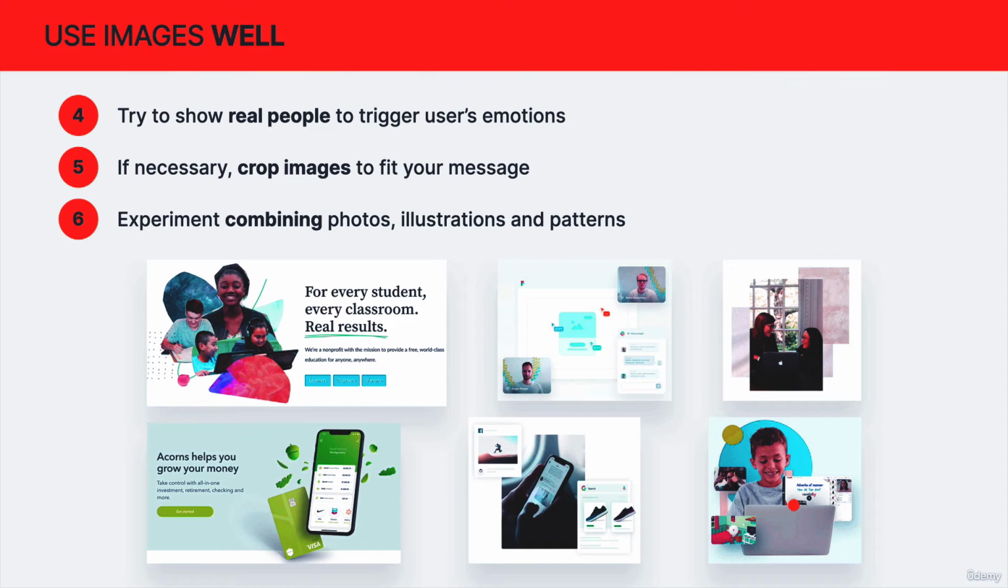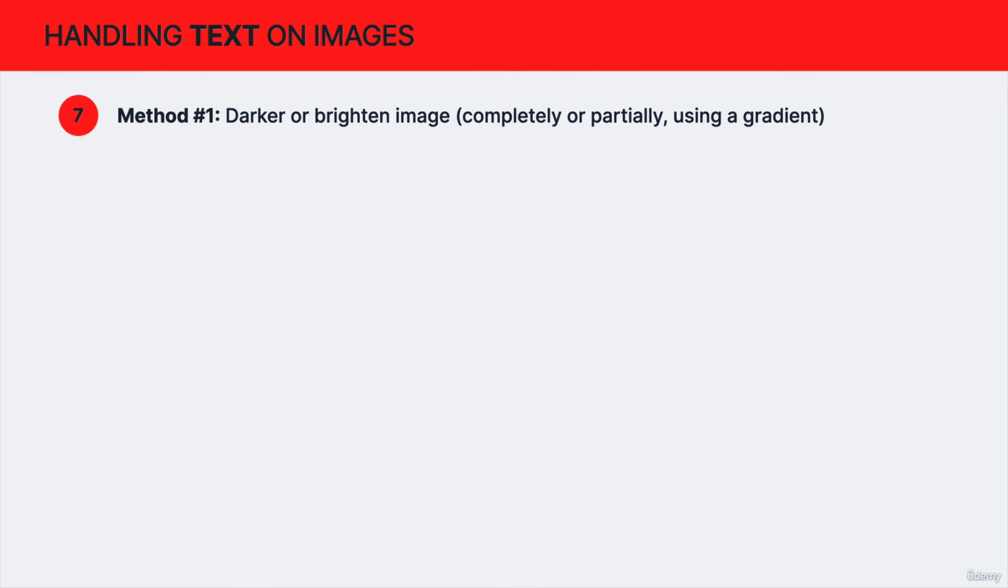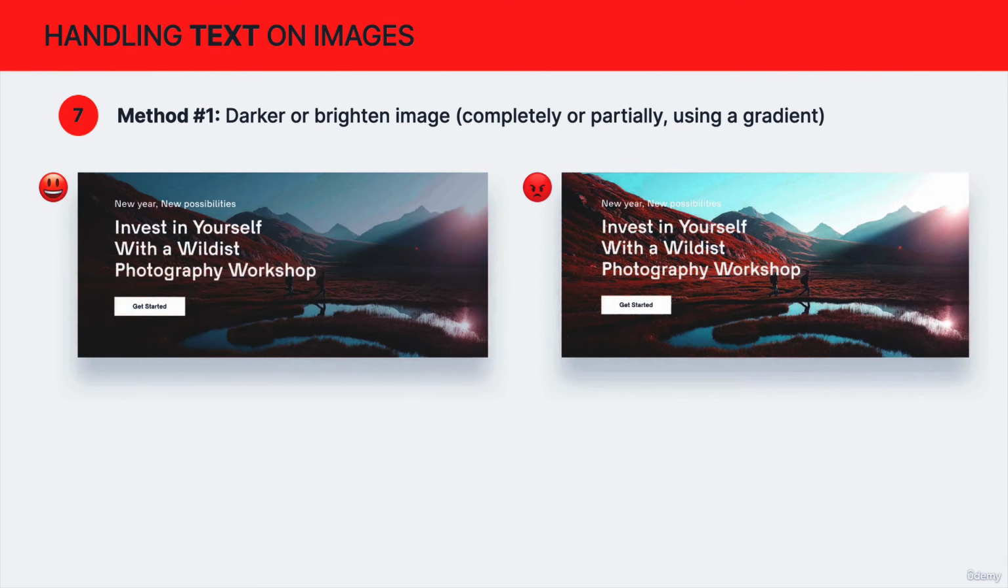But now, moving on, you need to also learn about how to handle text on images. So that's another important skill that you need when you use images. And there are different ways of doing that. And the first one is to darken or brighten the image where the text is. So in this example, what they did was to simply darken the entire image on the left side. And so now the text became quite easy to read.